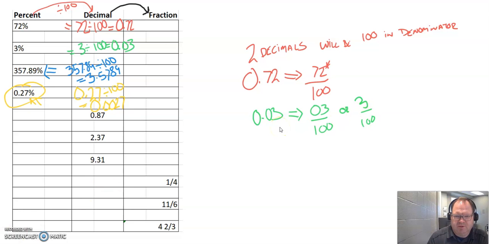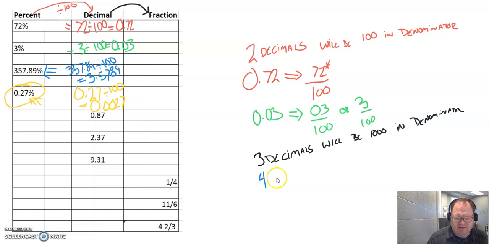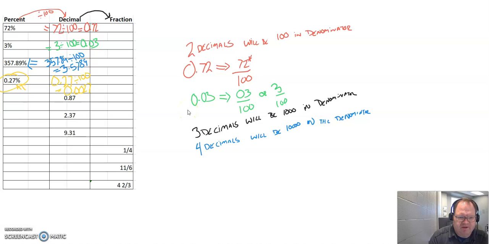3 decimals would be 1,000 in the bottom, or the denominator. 4 decimals would be 10,000 in the denominator. So for example, 3.5789 has 4 decimal places. So that would end up being 5789 over 10,000, because we're only concerned with the decimal part.